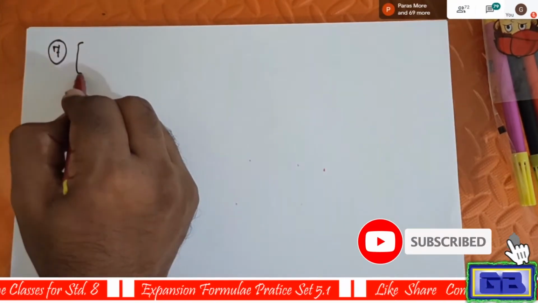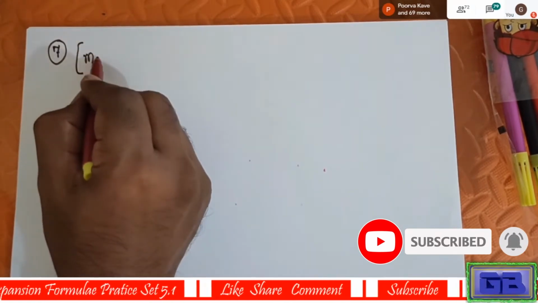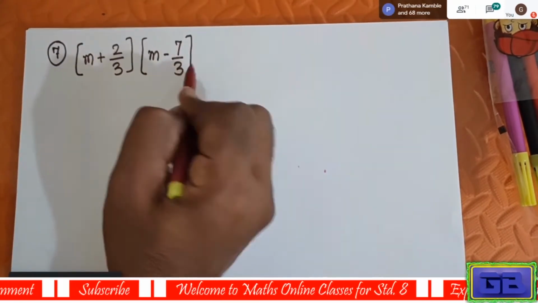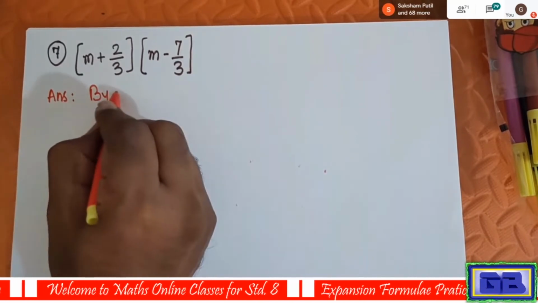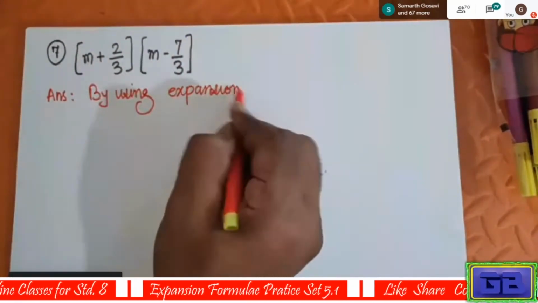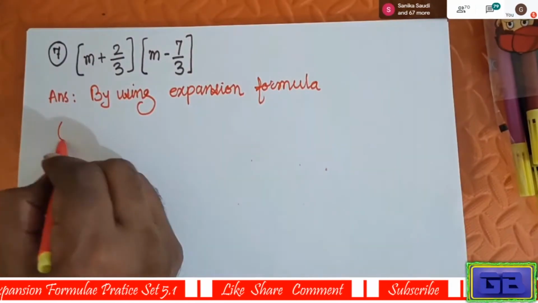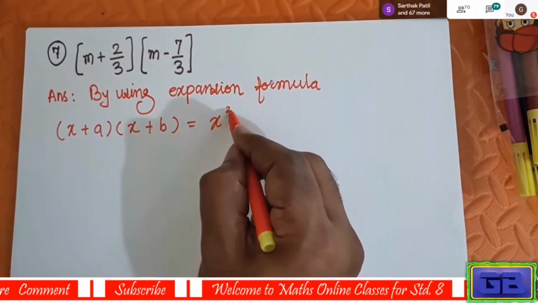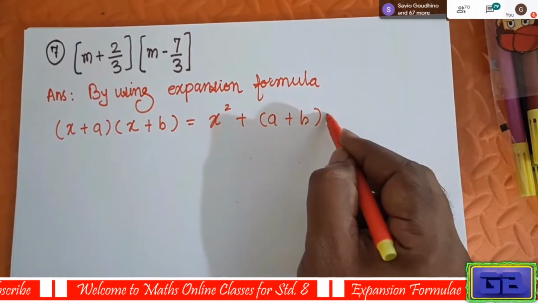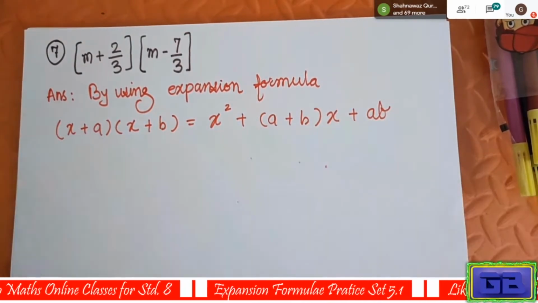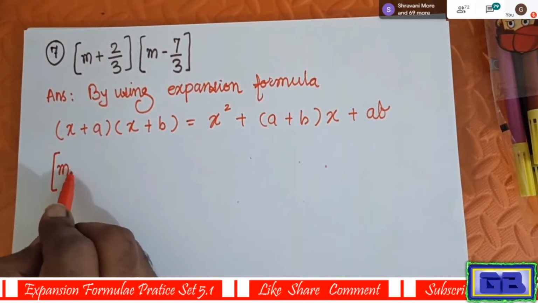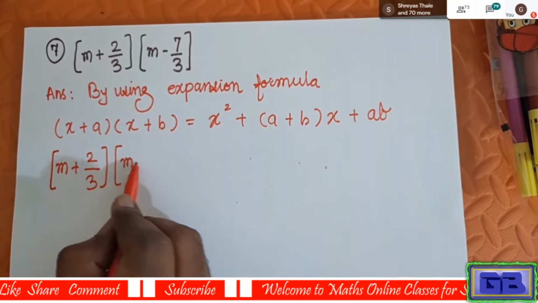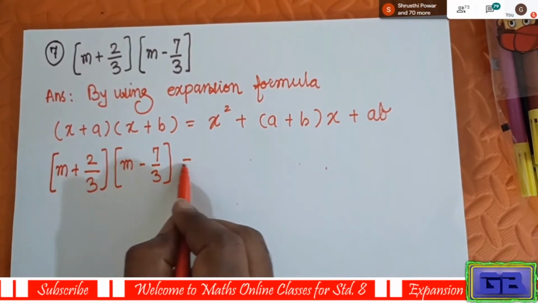Write down 7th, (m plus 2/3)(m minus 7/3) by using the expansion formula. (x plus a)(x plus b) equals x square plus (a plus b)x plus ab. Take the question down: (m plus 2/3) in the first bracket, (m minus 7/3) in the second bracket.